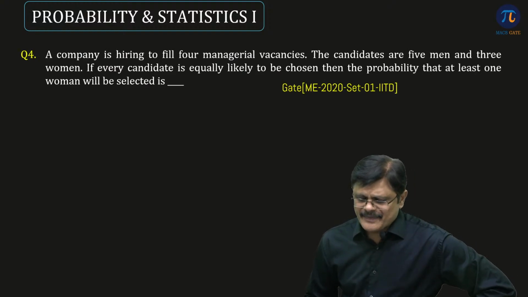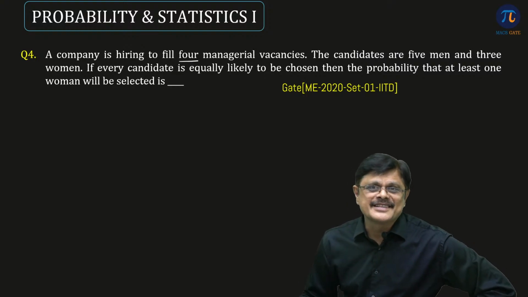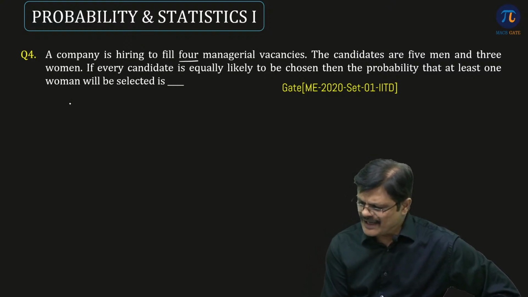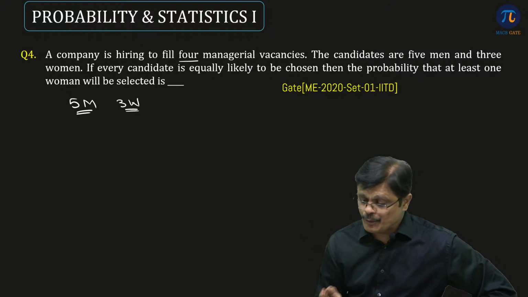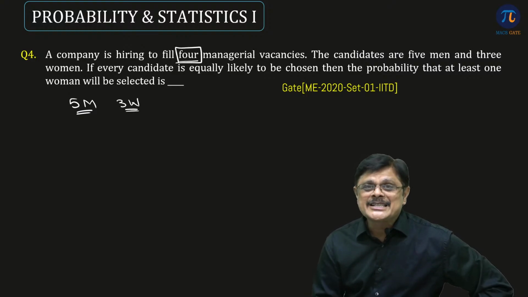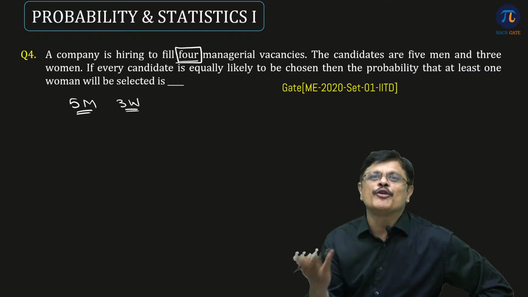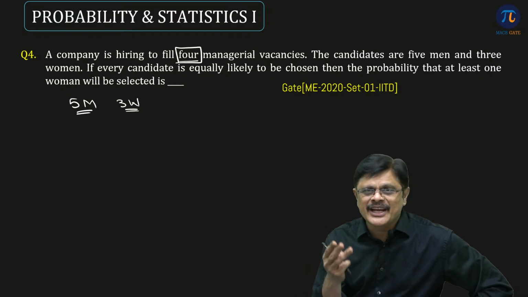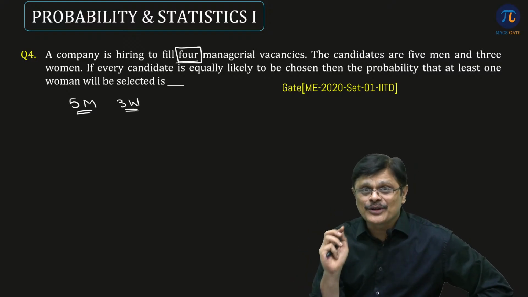Now this is one question. A company is hiring to fill 4 managerial vacancies. The candidates are 5 men and 3 women. So we have 5 men and 3 women and we are selecting 4 members. See here, if you observe, the maximum number of women here is 3. So we never get the possibility of selecting 4 women because only 3 women are available. So the 4 selected can have a maximum of 3 women. Please note that point. Okay.